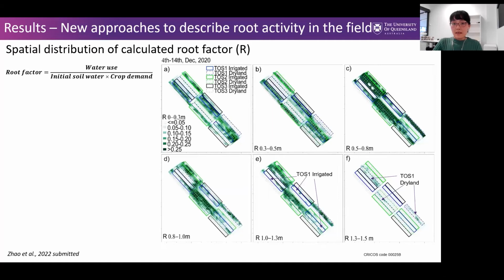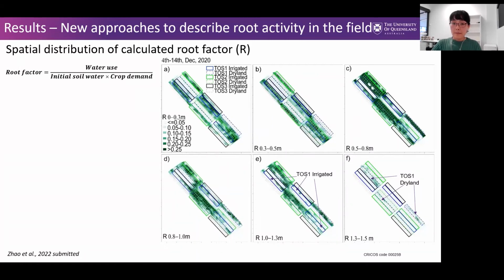In this study, a root factor R was also successfully derived to represent the root activity and presence at each of the soil layers, by considering the crop water use and initial soil water content predicted from the EM approach and the crop water demand represented by the NDVI values. And here is the spatial distribution of the calculated R.